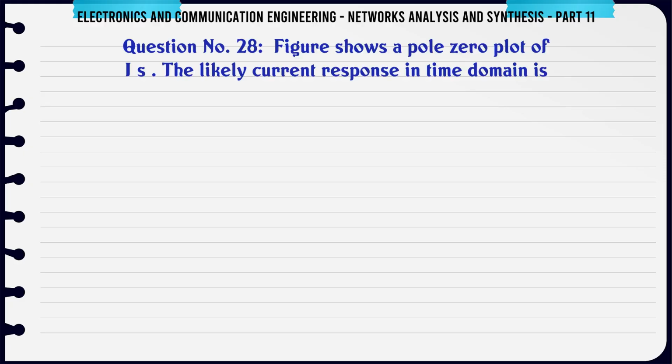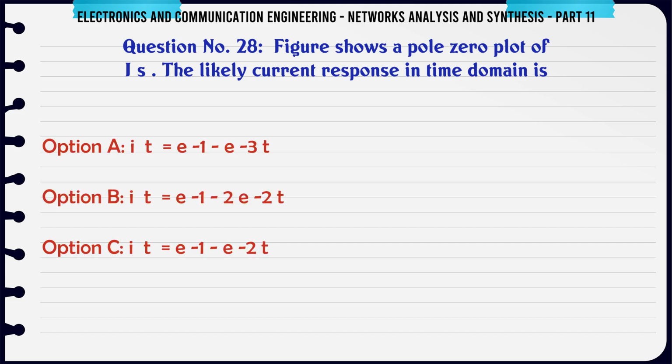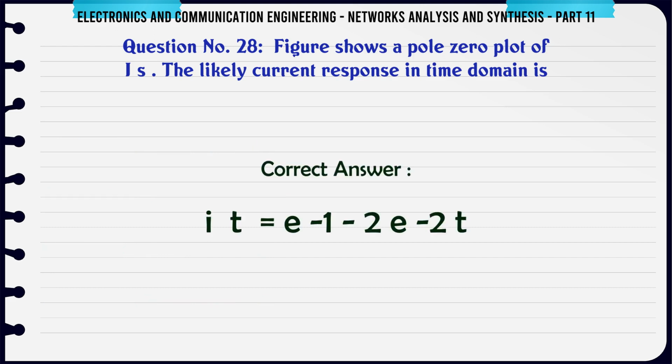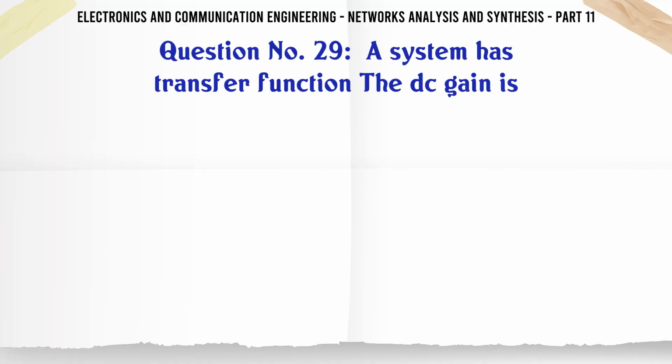The figure shows a pole-zero plot of I(s). The likely current response in time domain is: A) I(t) = e^-t - e^-3t, B) I(t) = e^-t - 2e^-2t, C) I(t) = e^-t - e^-2t, D) I(t) = e^-t - e^-4t. The correct answer is I(t) = e^-t - e^-2t.